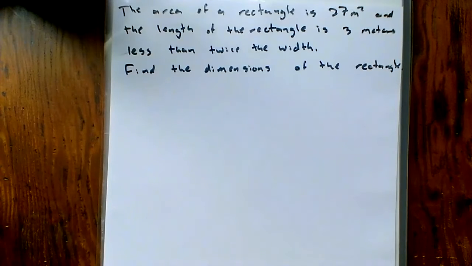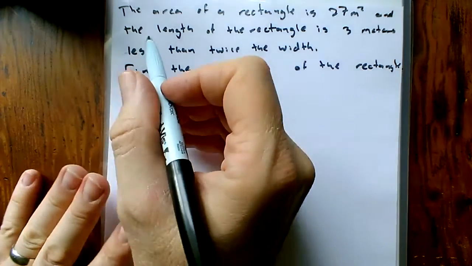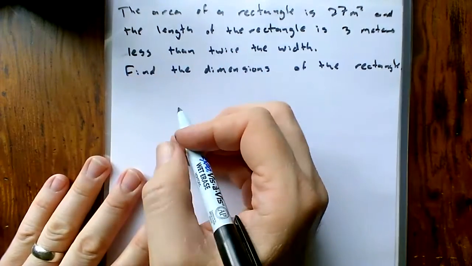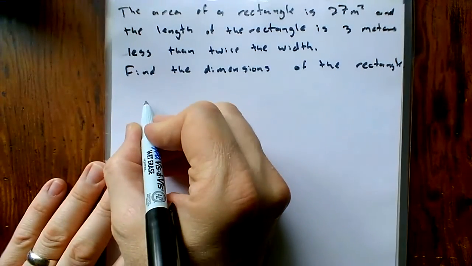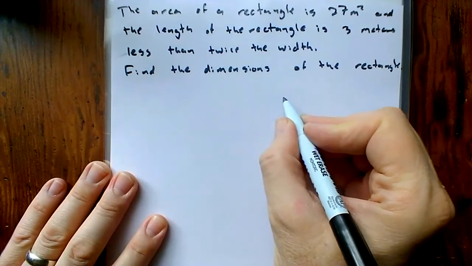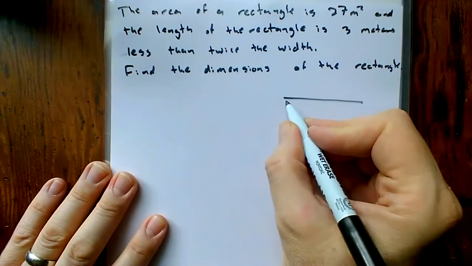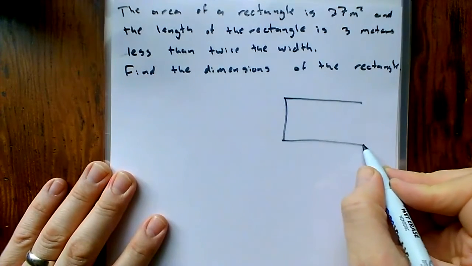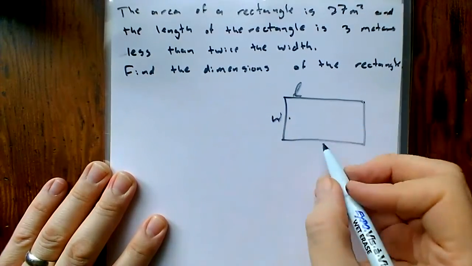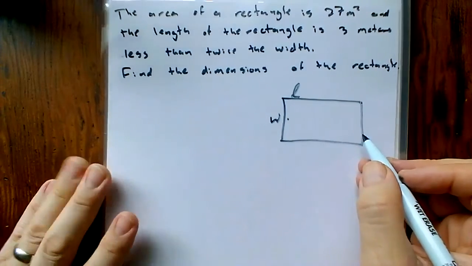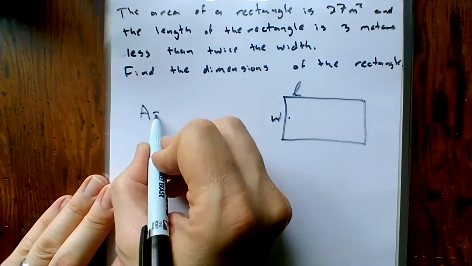With something like this, what we're going to discover is that we need to set this up first. And whenever I've got a shape, I always like to begin with drawing a picture. In this case, I'm going to draw my picture of a rectangle, and I've got my width here, I've got my length, and the space contained is the area. Of course, area is equal to length times width.